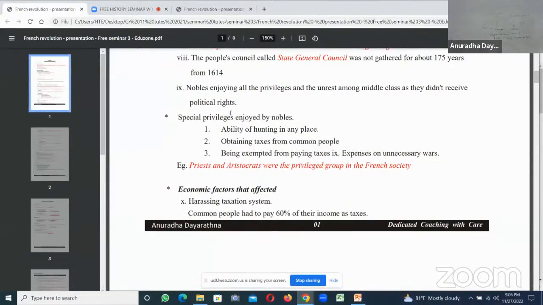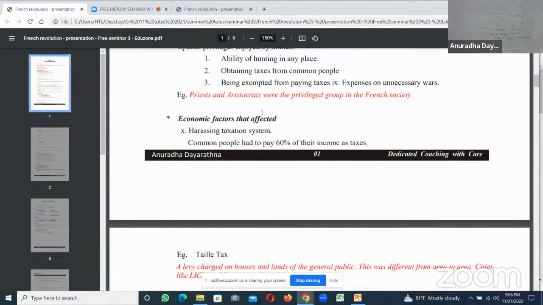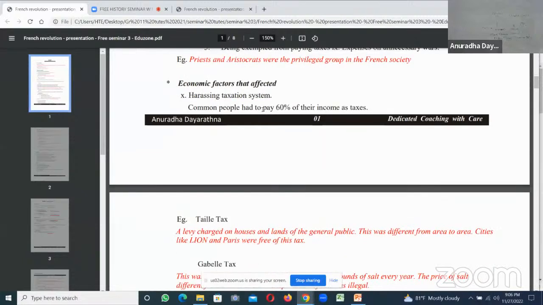So what are the economic factors? Harassing taxation system. Common people had to pay 60% of their income as taxes. And these are the three harassing taxes. What are the three harassing taxes? Taille tax. What is the taille tax? A levy charged on houses and lands of the general public. This was different from area to area. Cities like Lyon and Paris were free of these taxes.